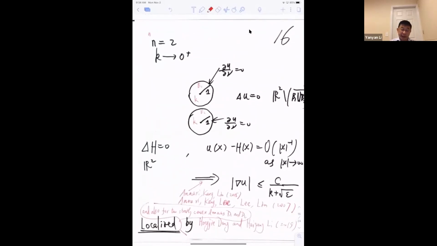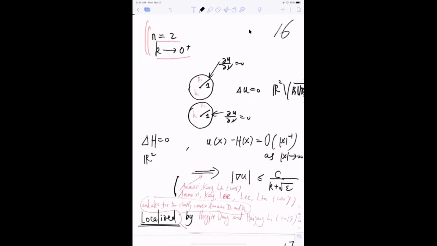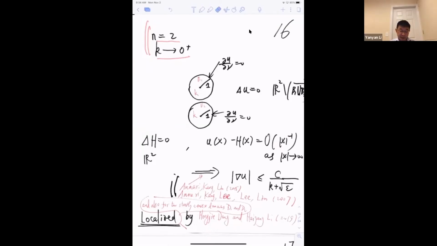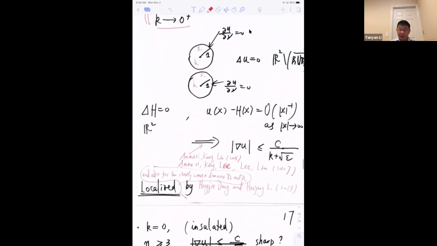This is for k goes to 0. So for k goes to 0, the rate is like this. So this is actually dual, and here this is C over that. This was proved in those papers mentioned earlier, where they treated both k goes to infinity and k goes to 0. And this is a sharp rate.